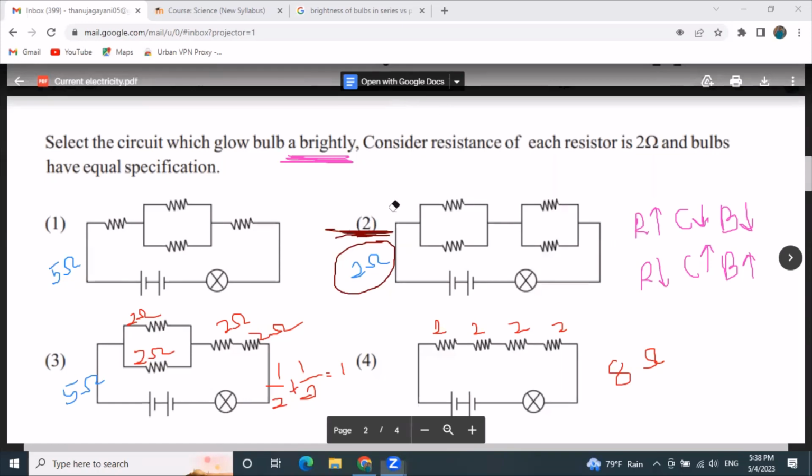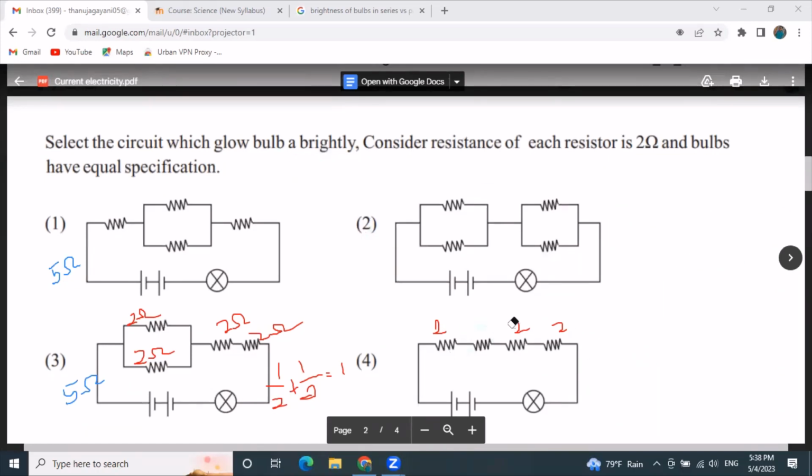So the correct answer is the second answer. You can correct your answers. If you have any doubts, you can call me and ask. We have discussed those things in detail in the theory class.